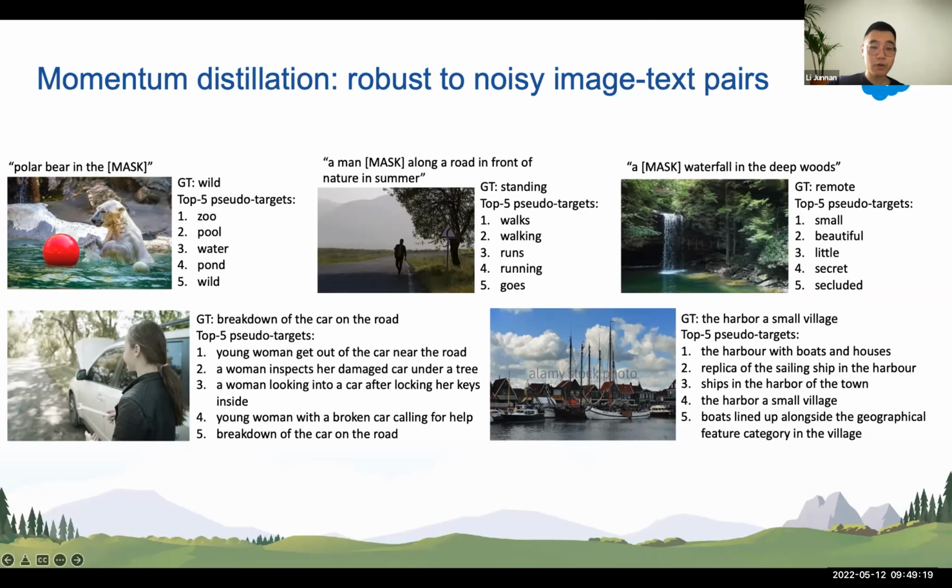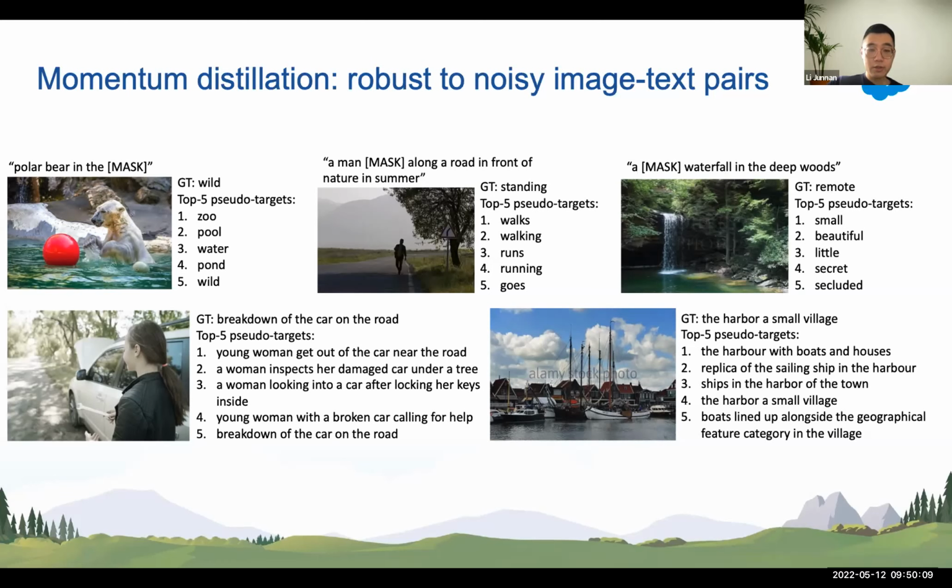And the situation is similar for the contrastive objective. We have a ground truth sentence that is paired with the image: breakdown of the car on the road. It's good enough, but if you look at the pseudo labels, the top 1 sentence, which is basically retrieved from the dataset, not generated, is another sentence from the dataset: young woman get out of the car near the road. I would say that also describes the image quite well. It contains the concept of young woman, which doesn't appear in the original ground truth. So this is how the pseudo label from the momentum distillation can bring advantage to the model.